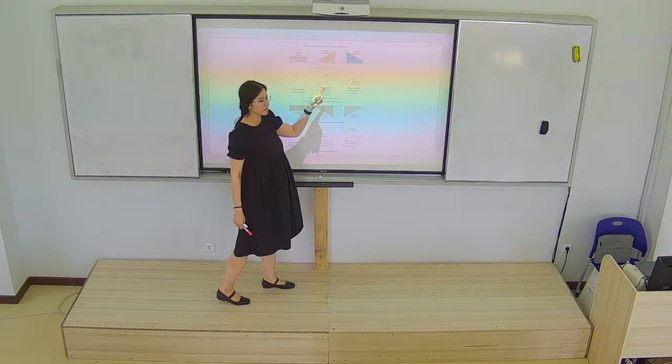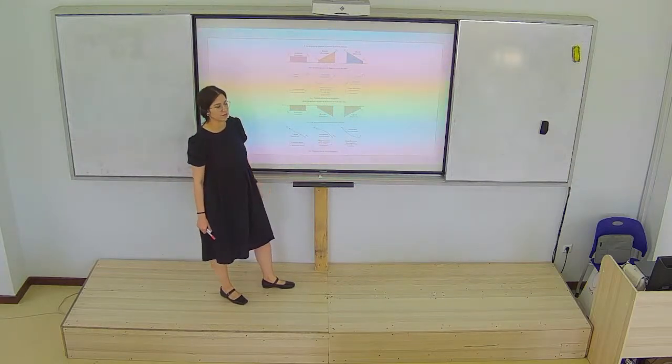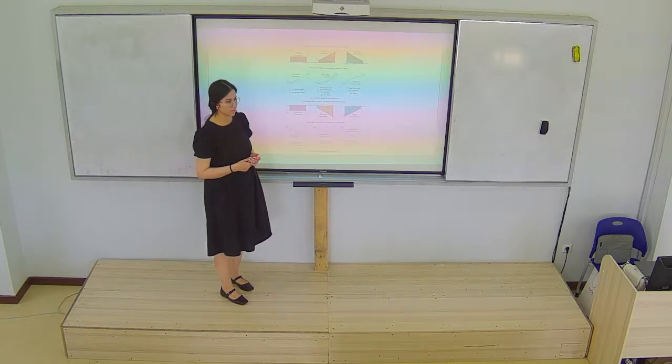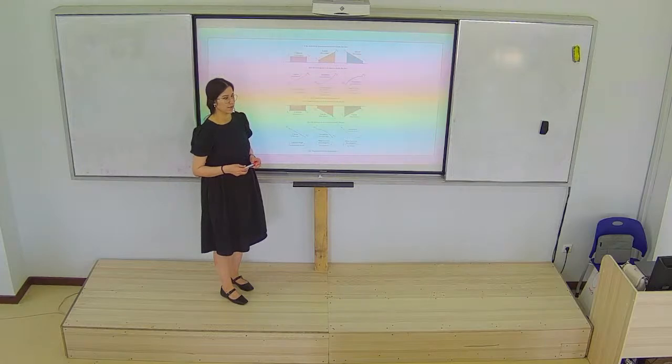When will the moment be linear? When will the moment diagram be linear? Linear, this one. Which kind of force? Distributed force, yes?